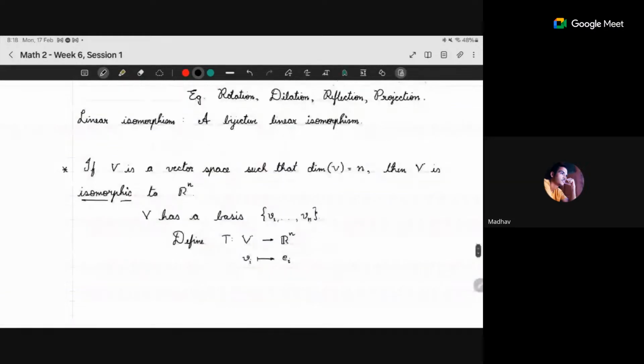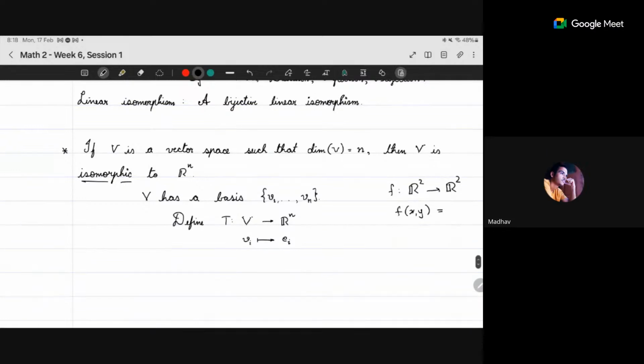Typically your vector space has infinitely many elements, correct? And if I want to describe a map F from R2 to R2, I have to tell you what every f of (x, y) is equal to. But if you know in addition that this is a linear mapping, all I need is what f of (1, 0) is and what f of (0, 1) is. Everything else is determined. So this is another advantage of working with linear structures.